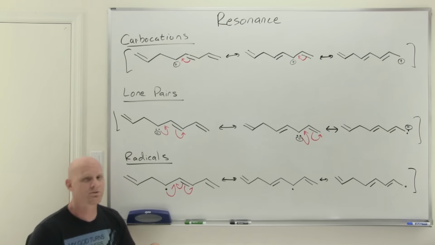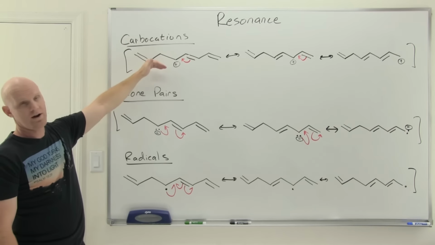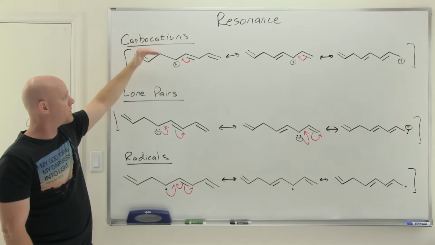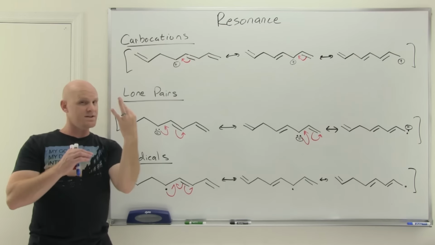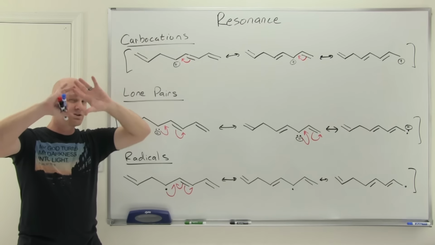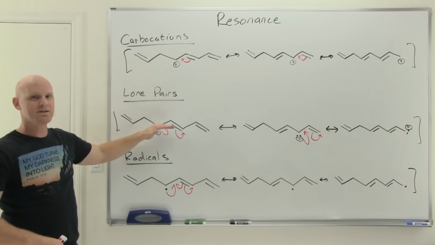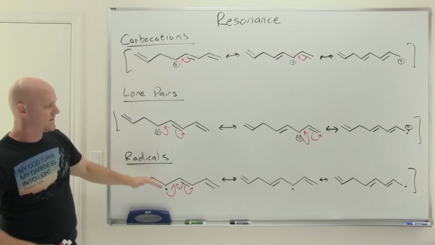A lot of students will learn resonance, but they won't realize that arrow pushing, as we call it, in carbocations versus lone pairs versus radicals is different. They don't realize there are 3 distinct cases they have to know, and it's just a big jumble in their heads, and that's why I'm taking the time to spell it out in all 3 parallel paths.